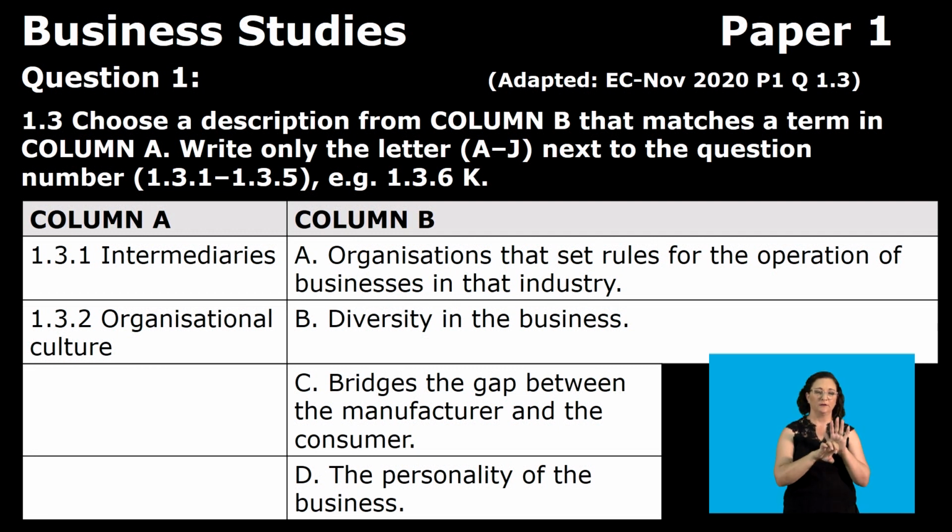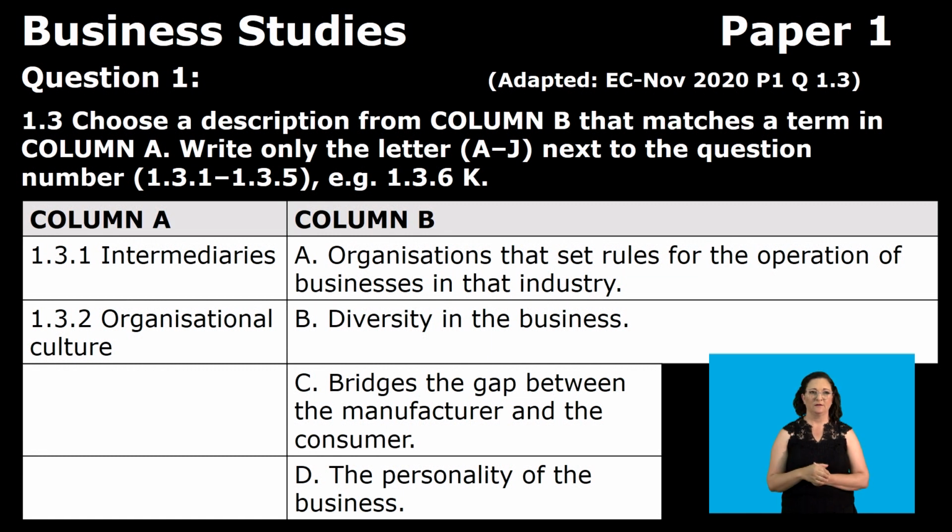1.3.1 up to 1.3.5. Right, e.g. 1.3.6, the correct answer is K. So now we're looking at the question 1.3.1, intermediaries. What is the correct answer for intermediaries? A, organizations that set rules for the operation of the business in the industry. Diversity in the business? No. Bridges the gap between the manufacturer and the consumer? Let's look at D. All right, 1.3.1 intermediaries. Okay, we're looking at option D now, the personality of the business.